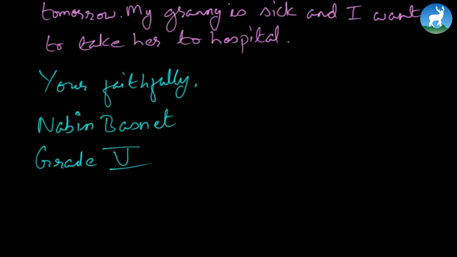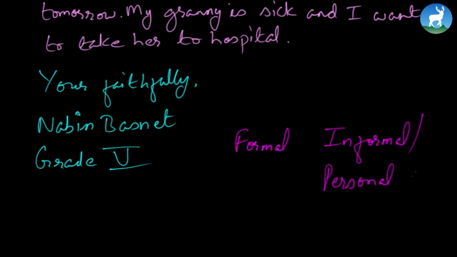Now remember, there are two types of letter: formal and informal. An informal letter is also called a personal letter. You write this letter to your near and dear ones. Who are near and dear ones? Like your relatives, your mother, your father, your brother, sister, your friend, your neighbor perhaps. Whenever you write a letter to your near and dear ones, your relatives, that's what we call an informal or personal letter.